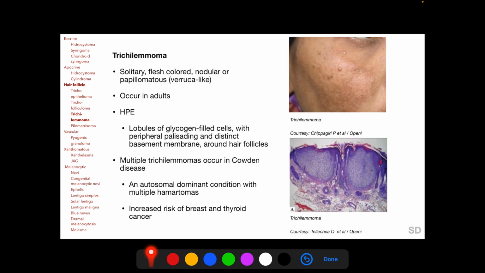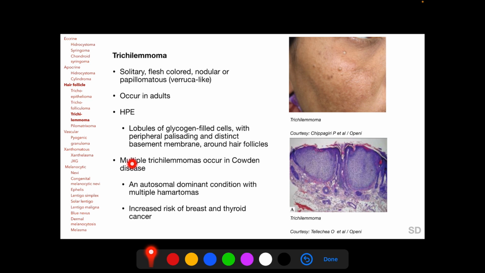Trichilemmoma also appears as a solitary flesh-colored nodular or papillomatous nodule, and they usually occur in adults. And on histopathology, we find lobules of glycogen-filled cells with peripheral palisading and a distinct membrane around hair follicles. So in this picture, this is the central hair follicle, and we find lobules of glycogen-filled cells, and these lobules have peripheral palisading with basaloid cells with distinct basement membranes.